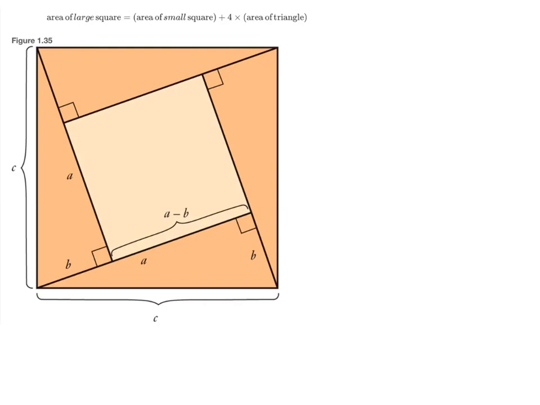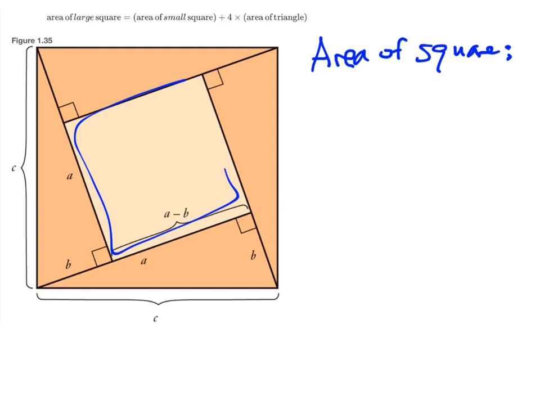All right, so one thing you need to know is how to find area. All right, so area of squares, we'll just say area of square. Okay, and the area of a square is just the base times the height, right? Or you may have learned it's the side times the side. All right, so for this little square, okay, well, what's its side length? Right, well, that would be A minus B.